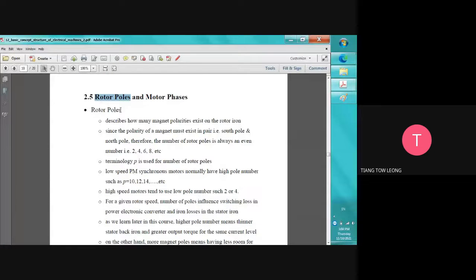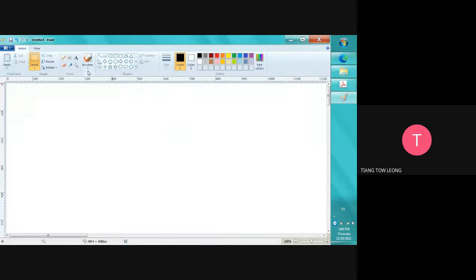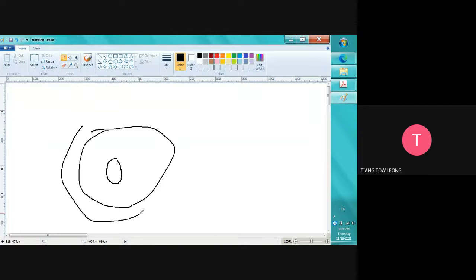Okay. Rotor poles and motor phases. What is a rotor pole? It's actually the poles on the rotor side. It describes how many magnet polarities exist on the rotor iron. So for example, if let's say we have a motor, then the magnet is stuck on the rotor surface. This is the rotor yoke, or we call it rotor steel, rotor steel.